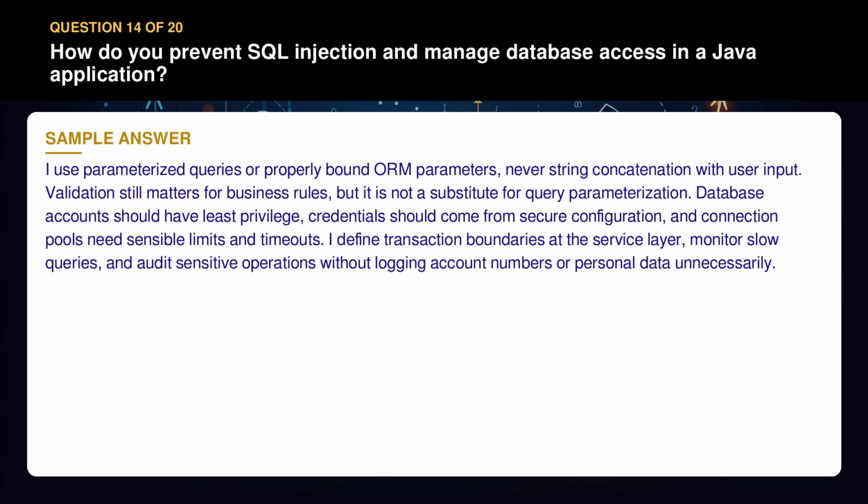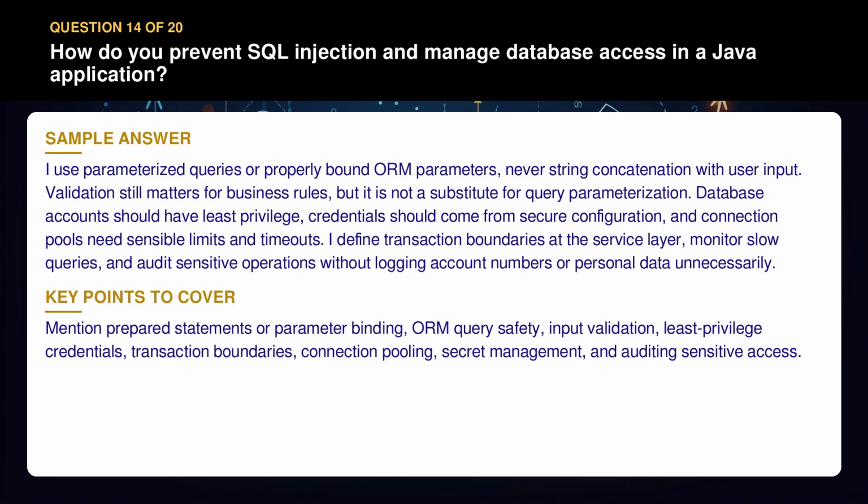Database accounts should have least privilege, credentials should come from secure configuration, and connection pools need sensible limits and timeouts. I define transaction boundaries at the service layer, monitor slow queries, and audit sensitive operations without logging account numbers or personal data unnecessarily. Mention prepared statements or parameter binding, ORM query safety, input validation, least privilege credentials, transaction boundaries, connection pooling, secret management, and auditing sensitive access.